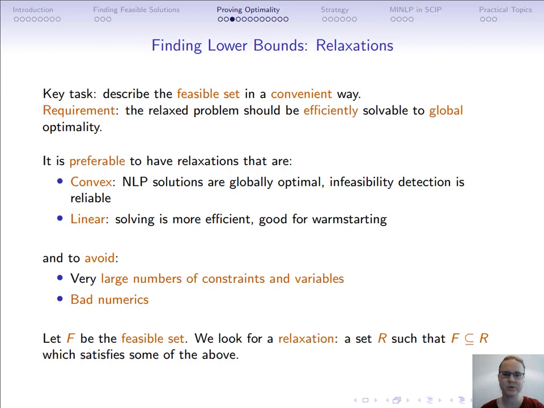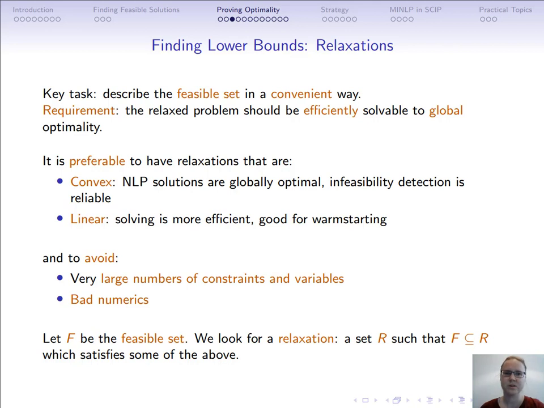As a reminder, a relaxation of a given set is another set which must contain the original set. And if you think about it, the key task here is to describe the feasible set in a not necessarily equivalent, but a convenient way. And convenient here is rather well defined. There is an important requirement that the relaxed problem should be efficiently solvable to global optimality, that is, solvable in polynomial time. And there are different classes of problems for which this holds.